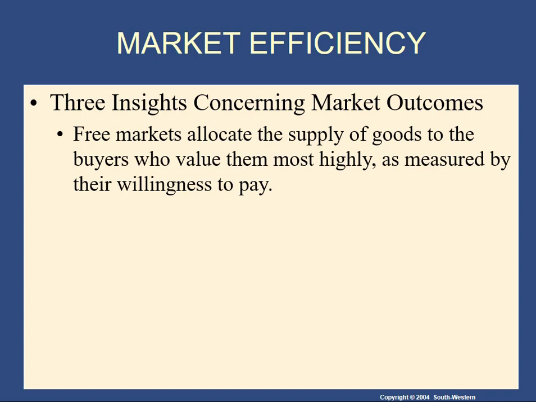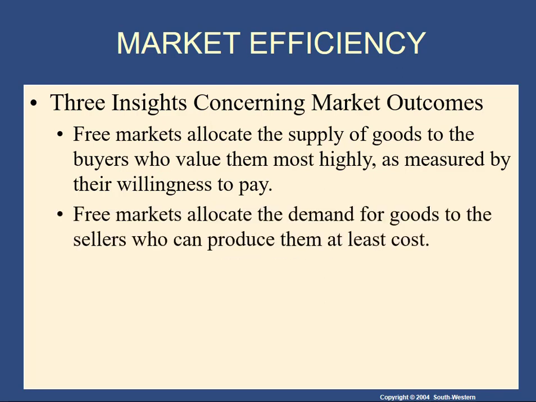So free markets are going to allocate the supply of goods to buyers who value them most highly, as measured by their willingness to pay. And that's the reason why, when we look at the demand curve, the high point on the demand curve is measuring the highest willingness to pay consumer, and the low point on the demand curve, the lowest willingness to pay consumer. And you notice that the demand curve slopes downward because as we increase the number of units, we move down to consumers who value the good less and less, or are willing to pay less for it.